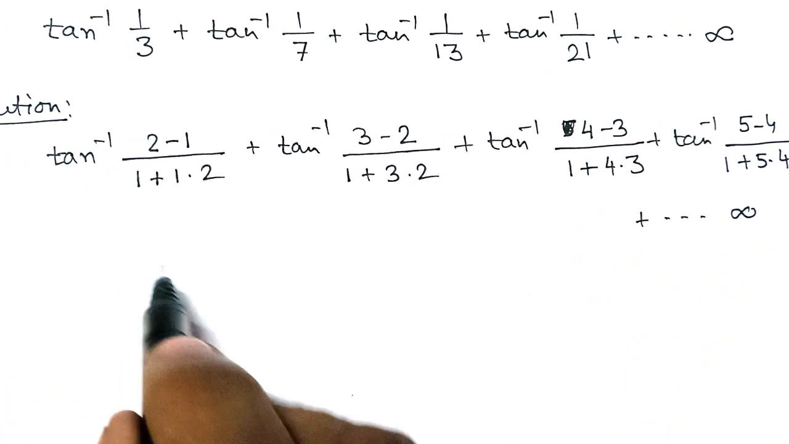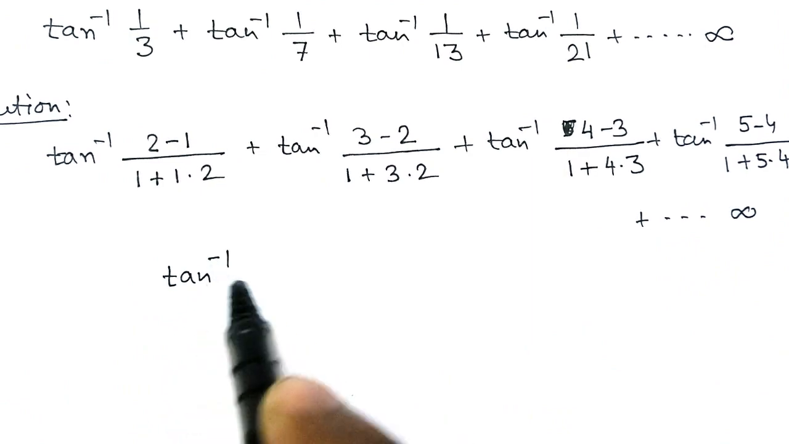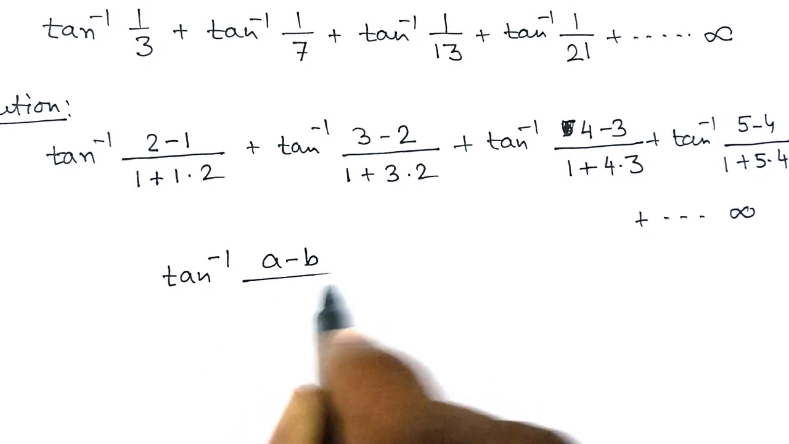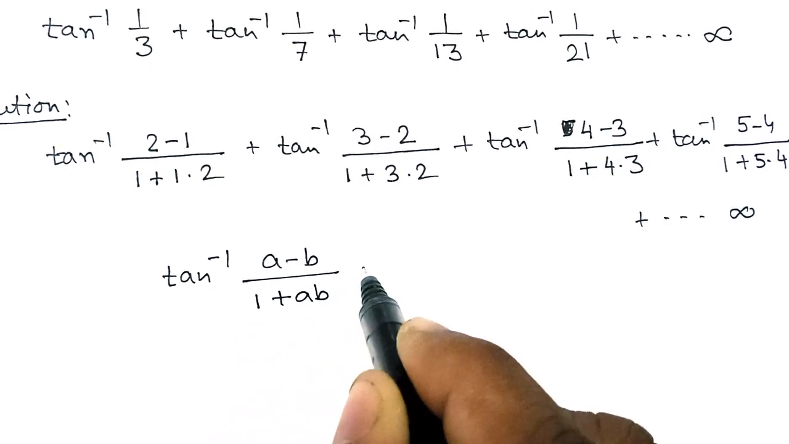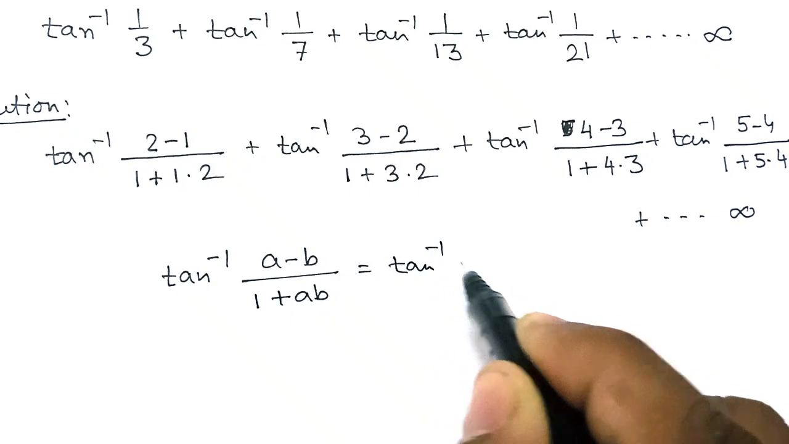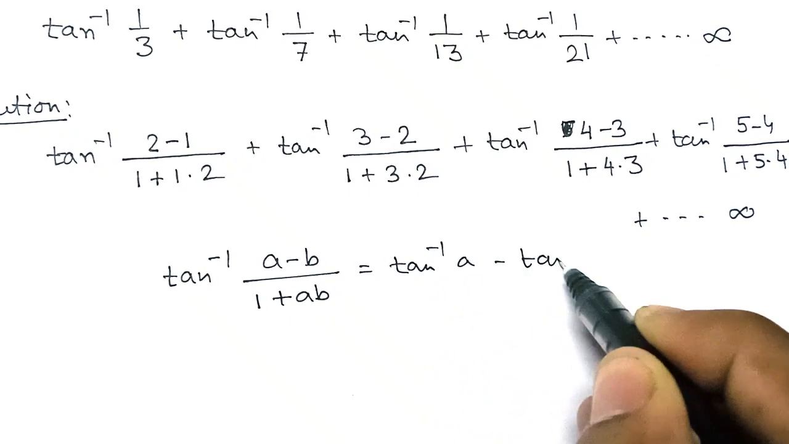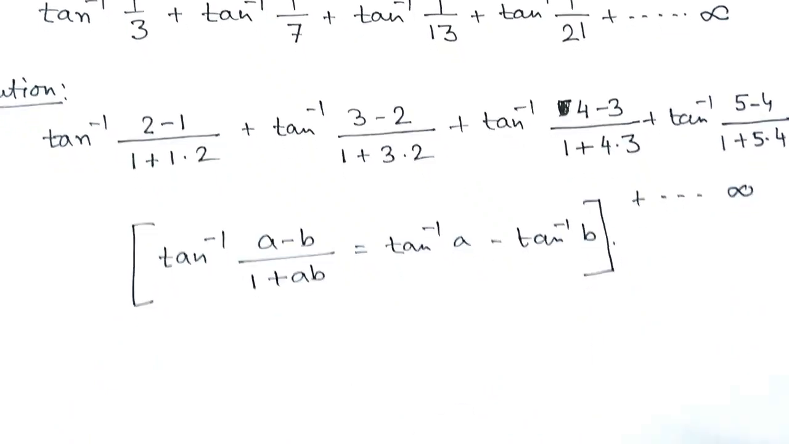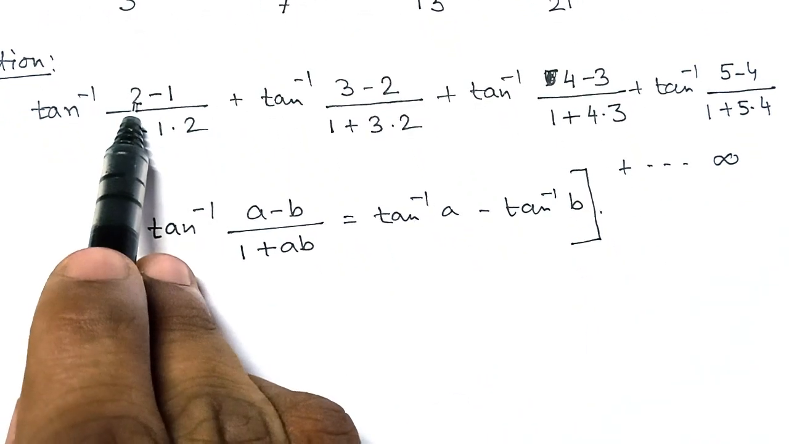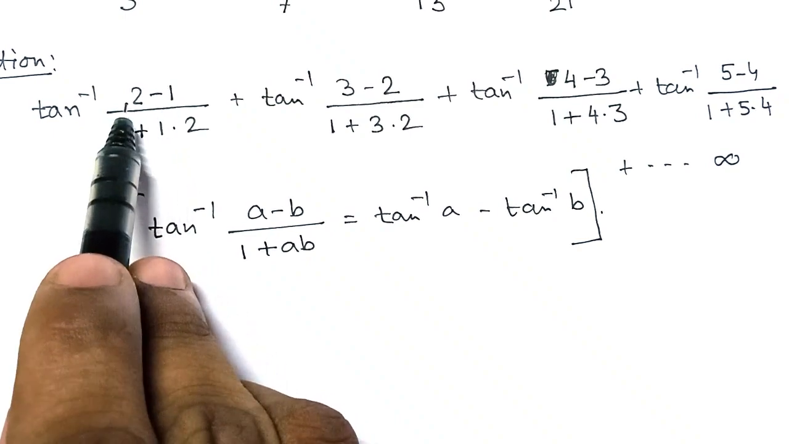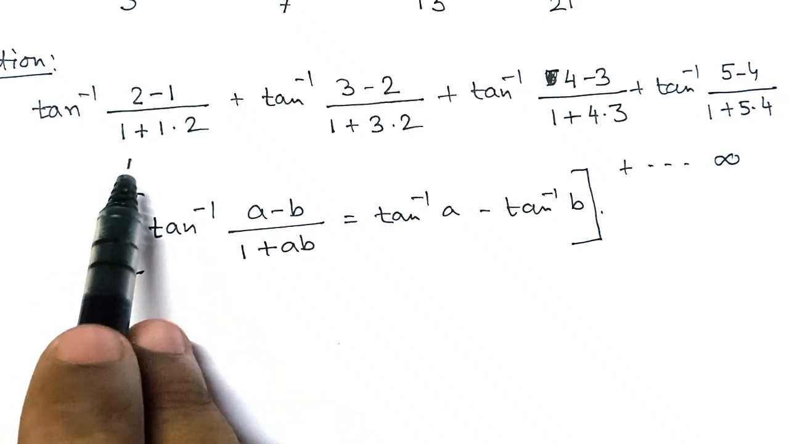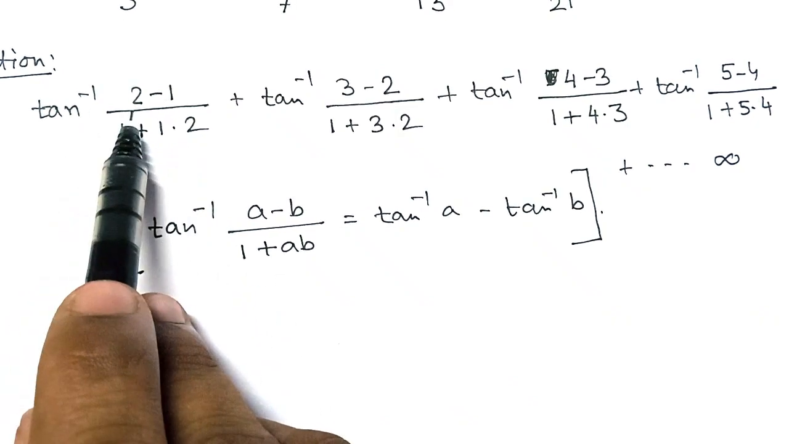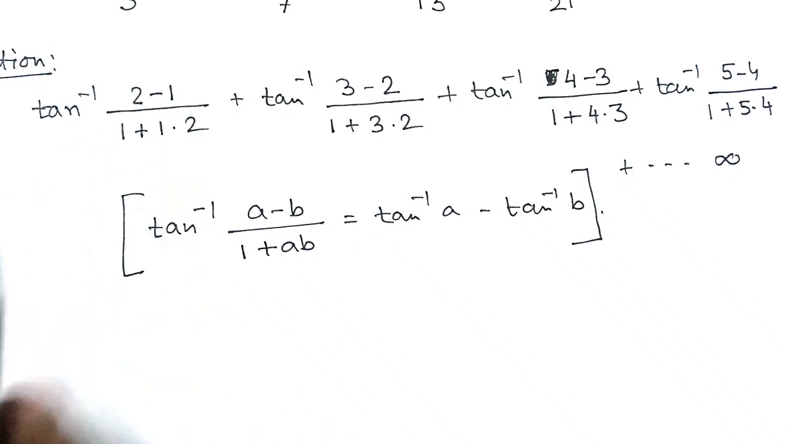Now you see we have one formula of inverse tan: tan inverse of (a minus b) divided by (1 plus ab) is equal to tan inverse a minus tan inverse b. So this formula we will apply. If you consider a equal to 2 and b equal to 1, then (a minus b) divided by (1 plus ab) is similar to this formula. So we can write this as tan inverse 2 minus tan inverse 1.